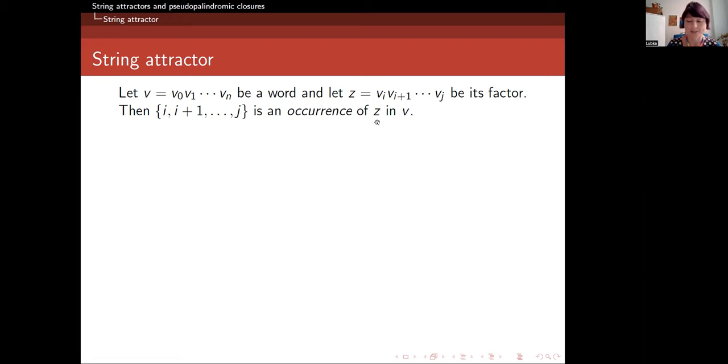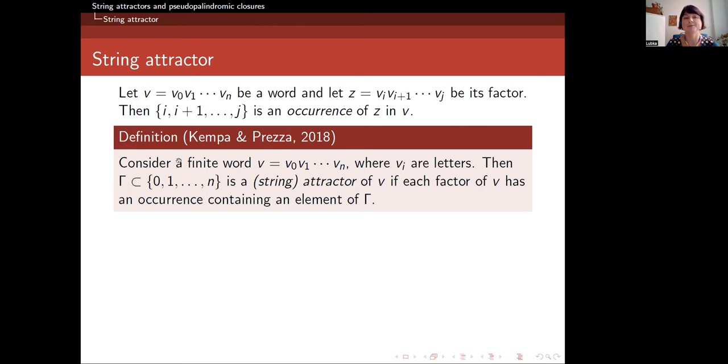So now using this definition, I recall the definition of a string attractor by Kempa and Prezza from 2018. Again, consider a finite word V. Then I say that gamma, a subset of indices 0, 1 up to n, is a string attractor, or I will usually say just attractor, of V if each factor of V has an occurrence that contains an element of gamma.